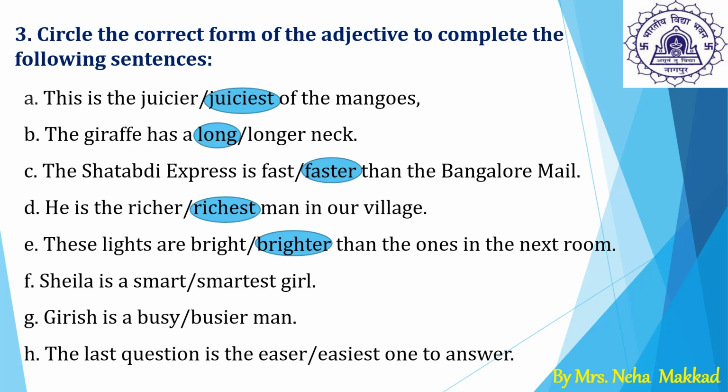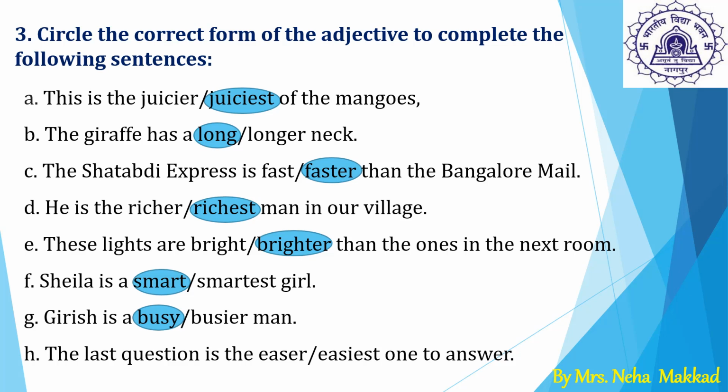Sheila is a smart girl. Why not smartest, children? Because we are talking about only one girl, and the second thing is there is no article the there. If it would have been the article the, then we could have used smartest, but here only smart. We are talking about one girl and no article the is there. Girish is a busy man. Again the article a; if there would have been the, then we would have considered the comparative degree.